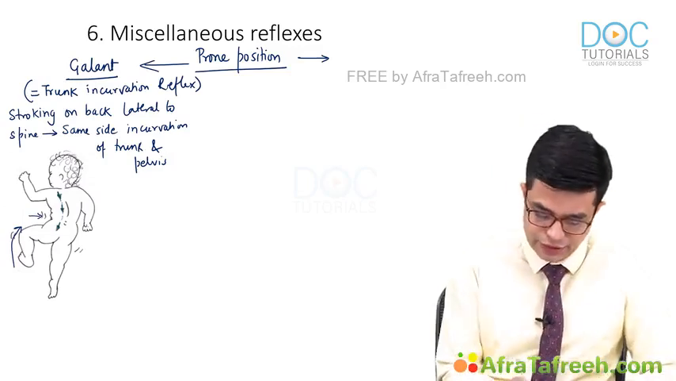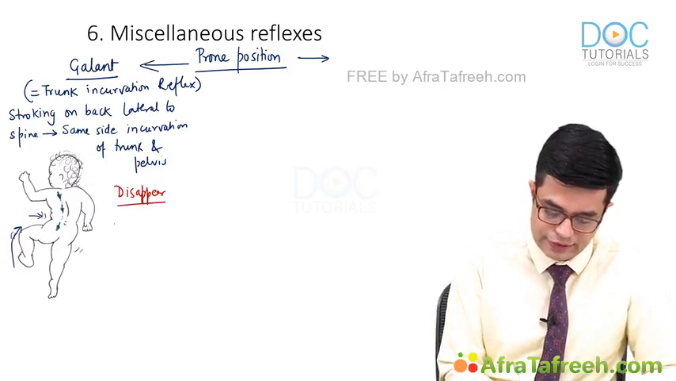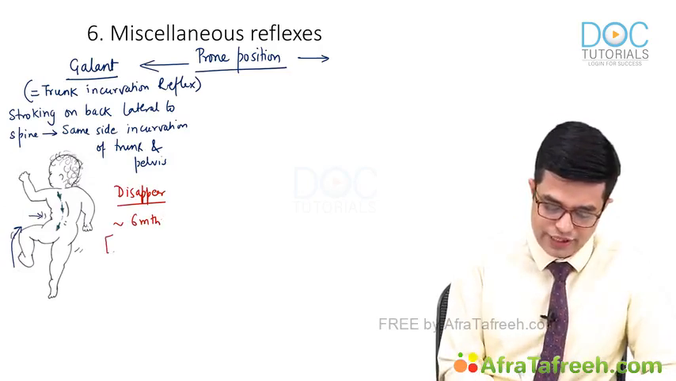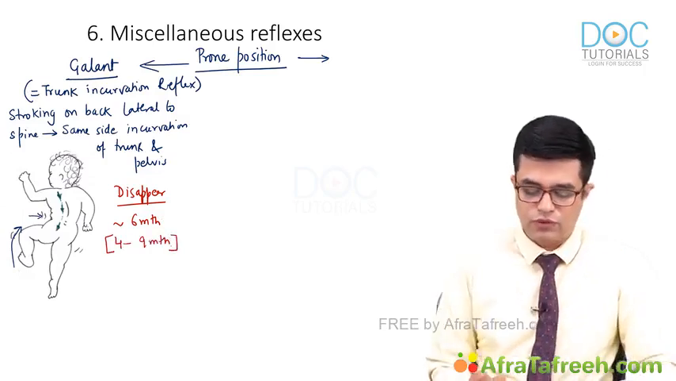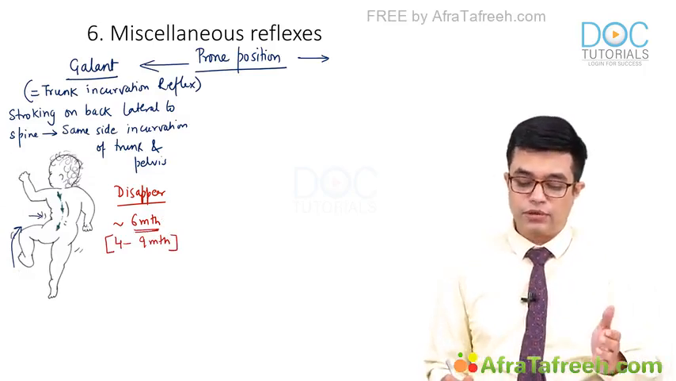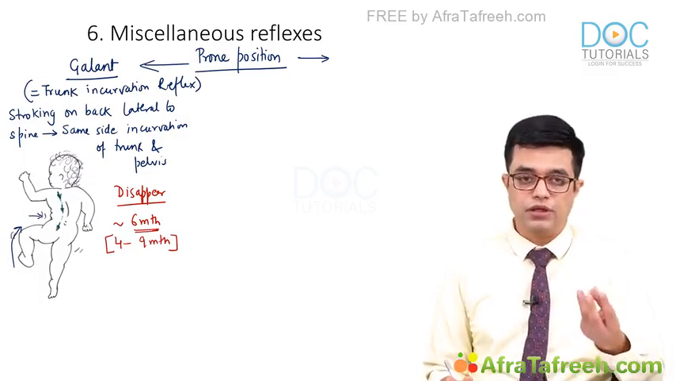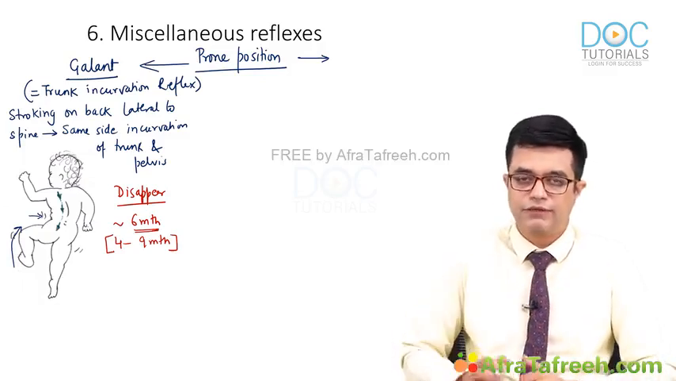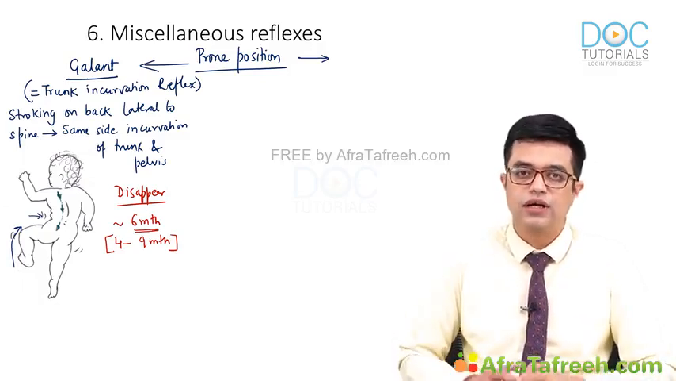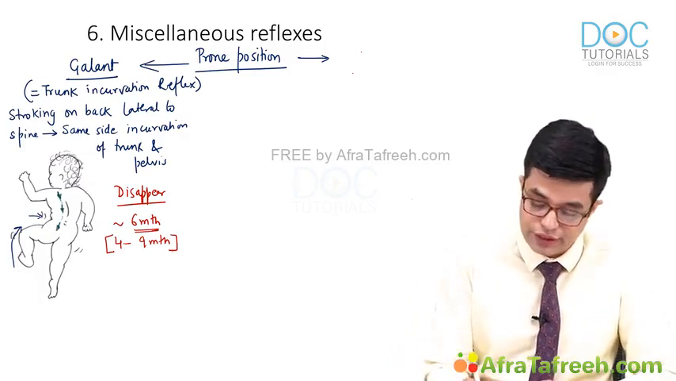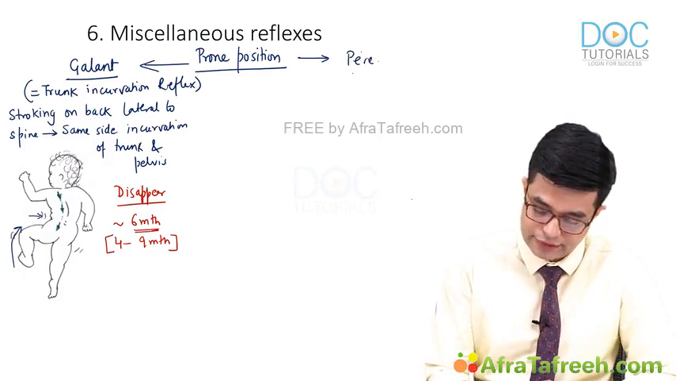It tends to disappear somewhere around 6 months. Different textbooks give a broad range ranging between 4 to 9 months. If they ask a range, the answer will be 4 to 9 months. If they ask a single value, it will be 6 months. More importantly, they can ask you as a visual or a video. This reflex, if the trunk is curving on the one side where it is being stroked, you call it as gallant reflex.